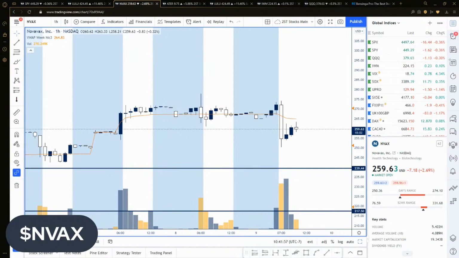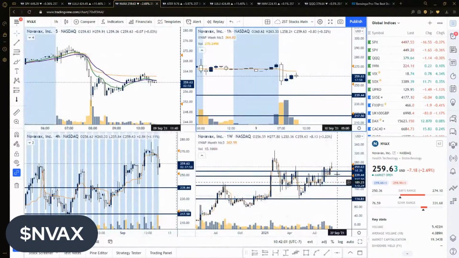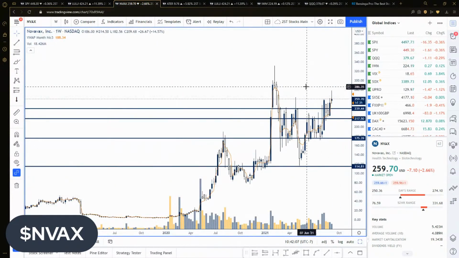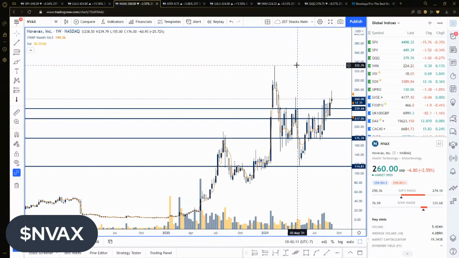I think Novavax closes somewhere between 290 plus, maybe even up to 320. I think Novavax, weekly chart, closes in this range or higher at the end of the year. I've been saying this for a while, especially to my members.